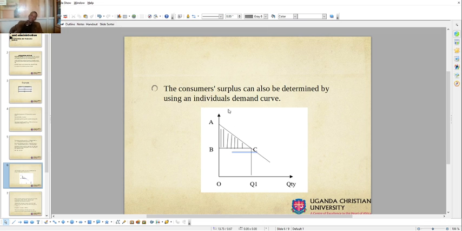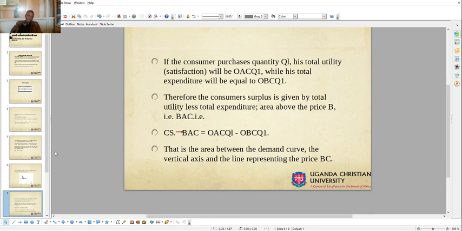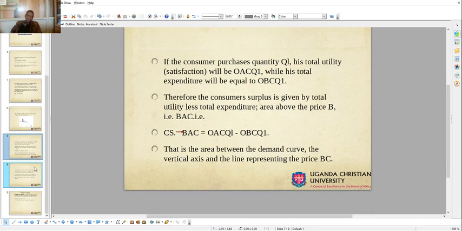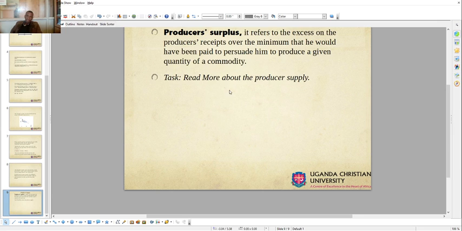Okay. So this part BSC is our consumer surplus. And that is the consumer surplus, the difference between the total amount the household is willing to pay and the amount actually paid. Now we can talk about the producer surplus.